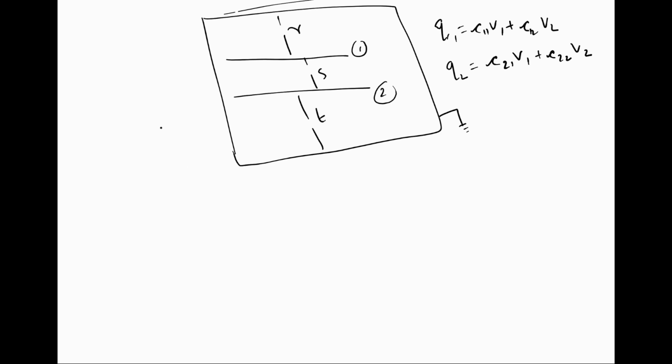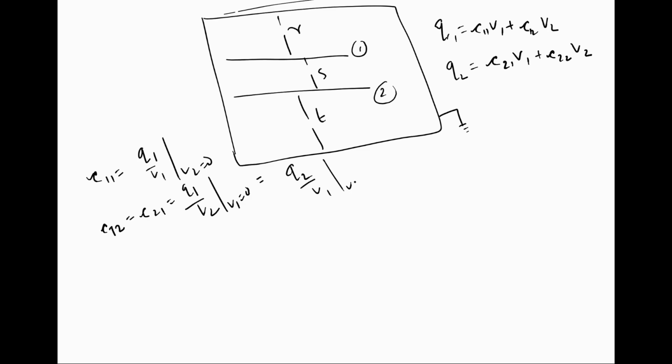According to the definition, c11 is simply q1 over v1 when v2 is equal to 0, and c12, which is equal to c21, is equal to q1 over v2 when v1 is equal to 0, or q2 over v1 when v2 is equal to 0. Now we will calculate these coefficients, and we will try to see where our picture of the parallel plate capacitor fits in.